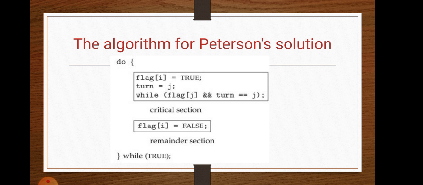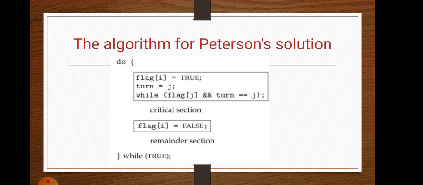Just remember here: if flag 0 is true, and if turn is equal to 0, then at that time P0 process is going to enter its critical section. And when flag 1 is equal to true and turn is equal to 1, under that same condition P1 is going to enter its critical section.